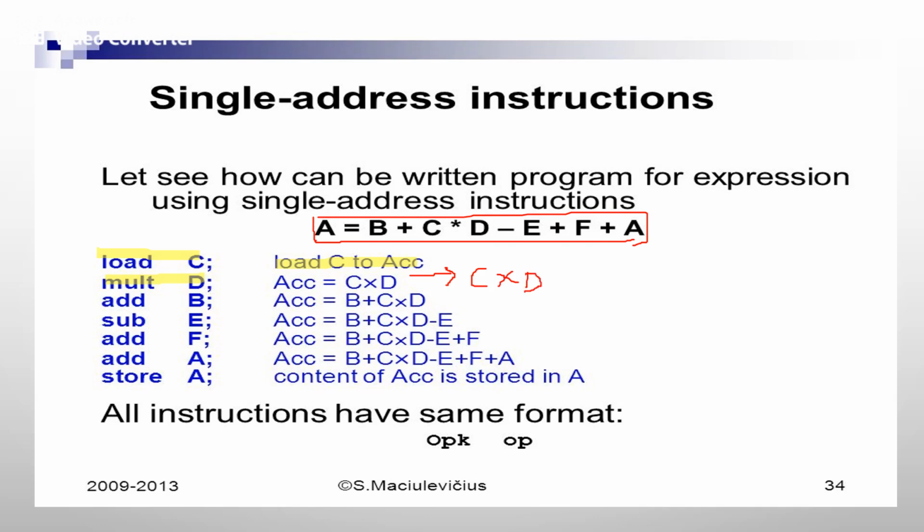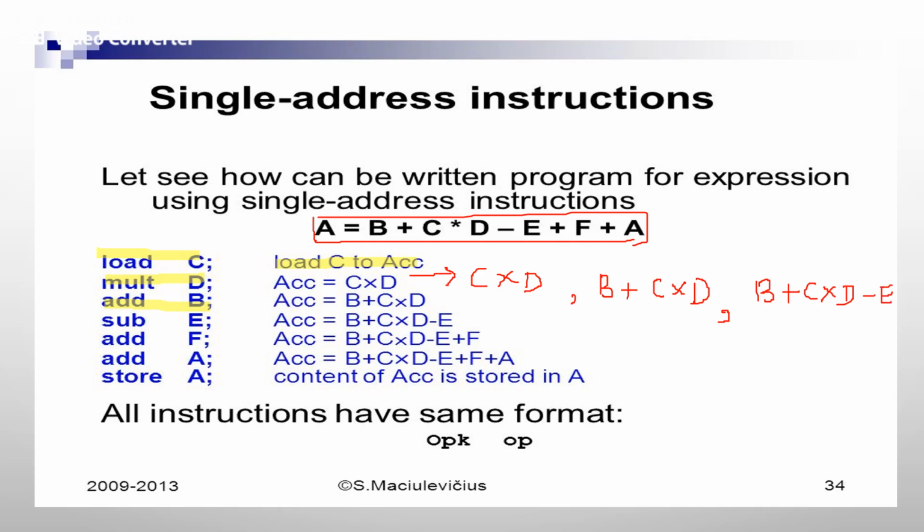After that we can consider add B. Add B means the content in the accumulator register, B, will be added with the previous content, that is C into D. Then subtract E from the accumulator. By that time, I will have the content as B plus C into D minus E.